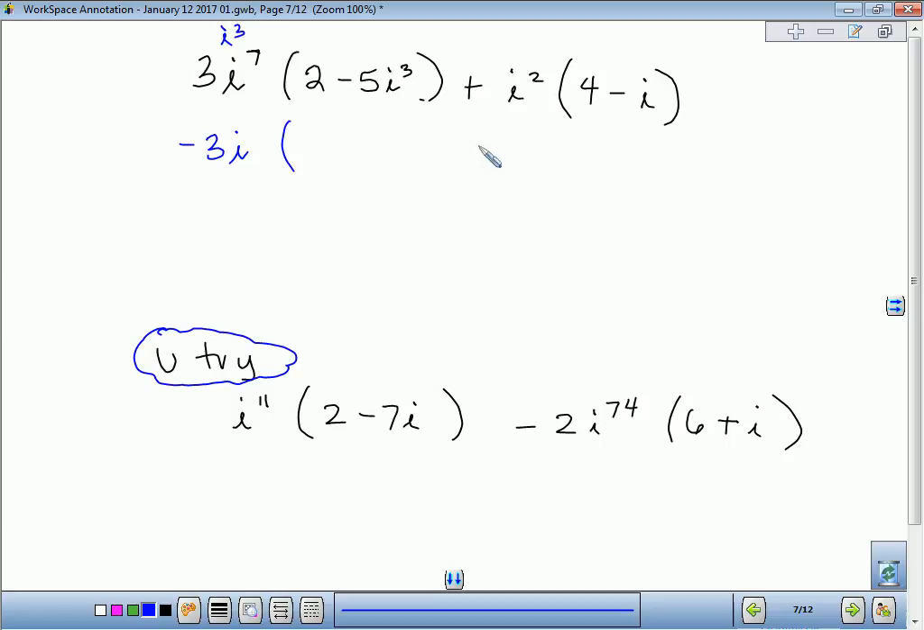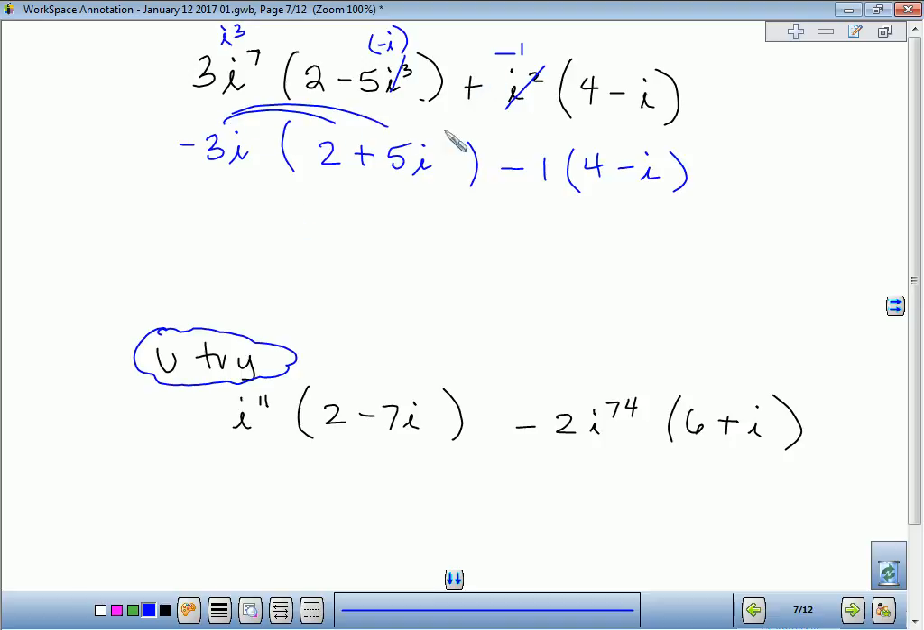Okay? Let's work on my next power. i cubed is -i. So that becomes a positive 5i. i squared is -1. So it's going to change the signs. It looks so much prettier. Yeah. I like that. So dealing with the powers first is helpful. I mean, you could distribute, and it's still going to work out to be the same. It'll just be more work.